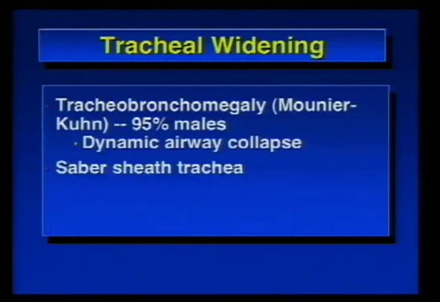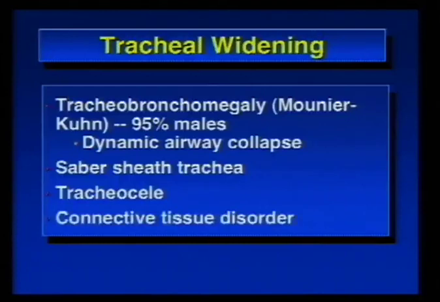Saber sheath trachea, what is this? This is actually elongation of the trachea and narrowing in the transverse dimension, in elongation in the AP dimension. And what causes this? Well, chronic obstructive pulmonary disease, most commonly emphysema, causes a saber sheath trachea. Tracheocele, which is essentially a little diverticulum coming off the trachea, and connective tissue disorder can also cause tracheal enlargement.